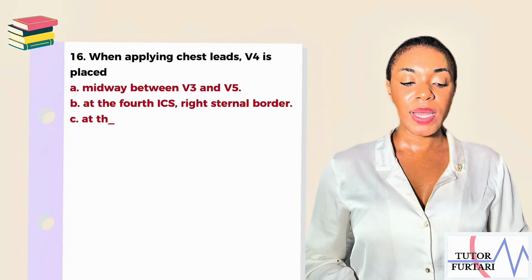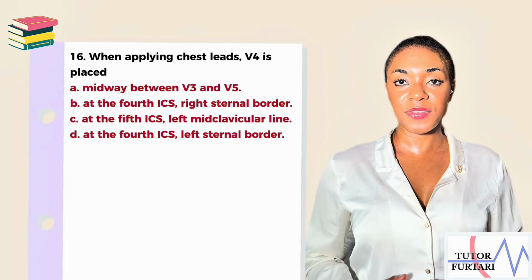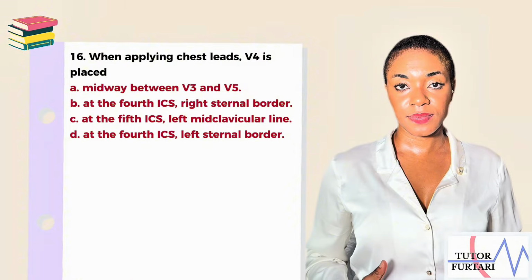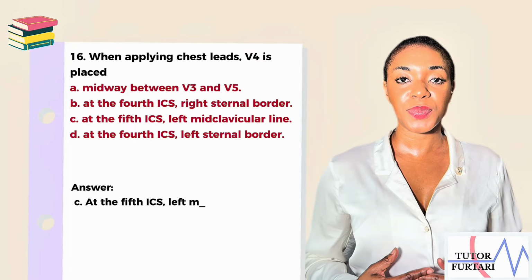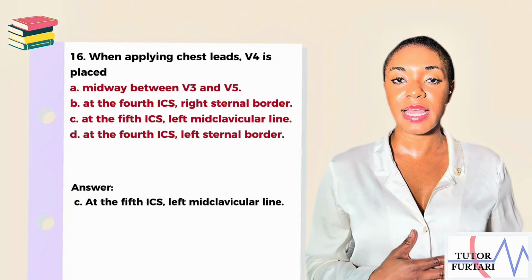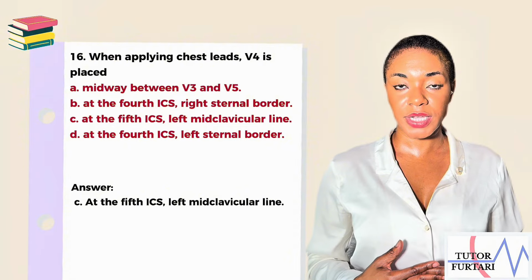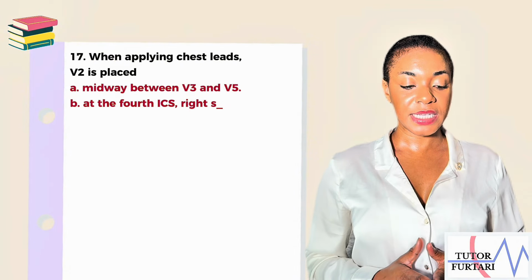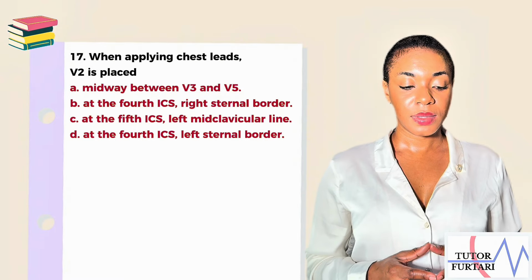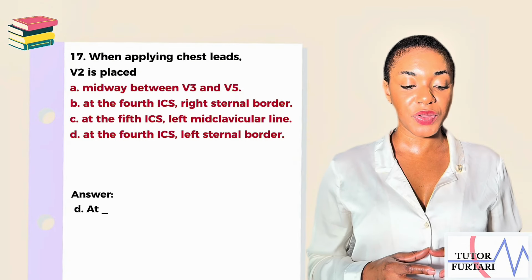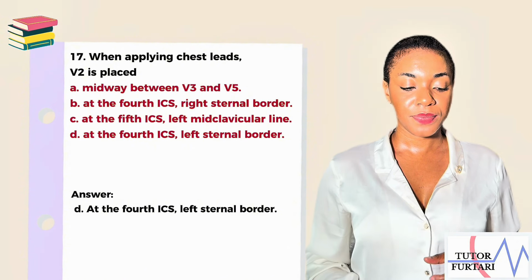Number 16. When applying chest leads, V4 is placed where? The answer for that would be the fifth intercostal space, mid-clavicular line of the left chest. If your answer is C, then you are correct. Number 17. When applying chest lead V2, it is placed where? If your answer is D, at the fourth ICS, left sternal border, you are right.